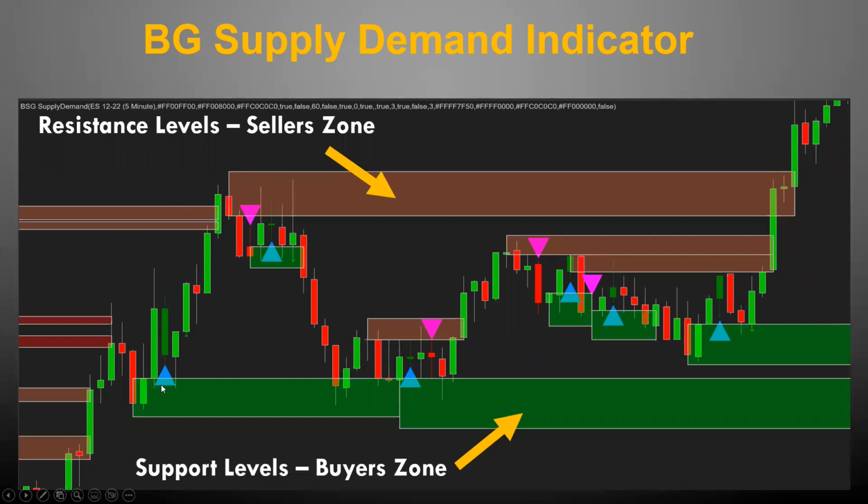But let's look at what happened. Here's where the buyers are, and up here the darker colors are where the sellers are at, or where the sell orders are at. You can think of that as where the bears are at.